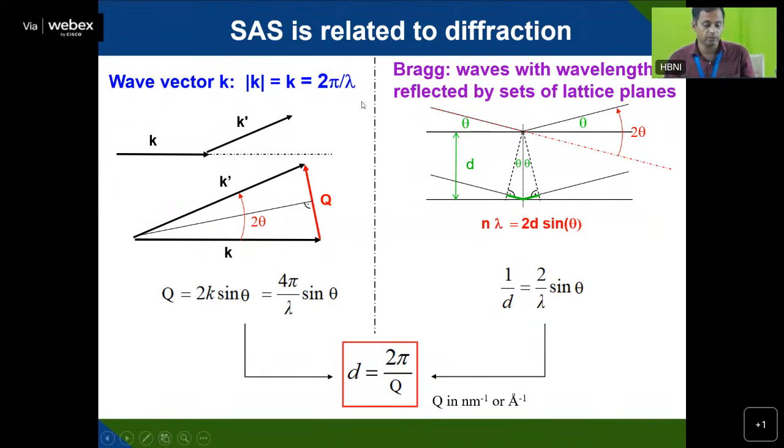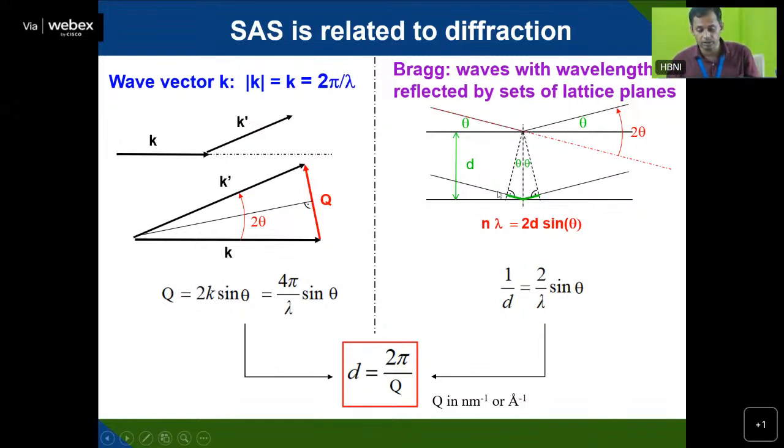The wave vector K equals 2 pi by lambda. You can say this is the incident beam, this is K prime, the scattered one, and then Q equals K prime minus K. So Q equals 2K sine theta. If this is 90 degrees and this is theta, then Q equals 2K sine theta, and that is nothing but 4 pi by lambda sine theta.